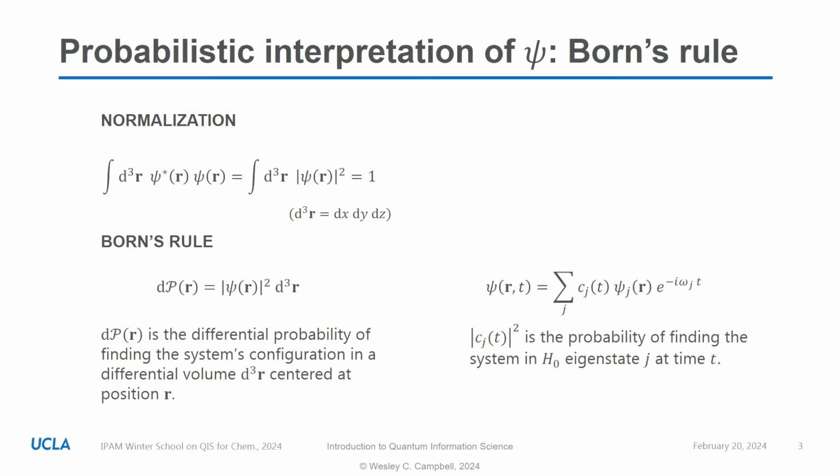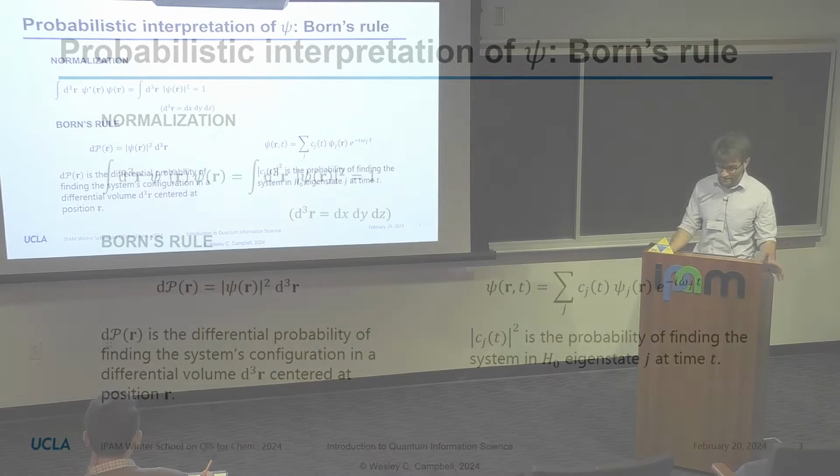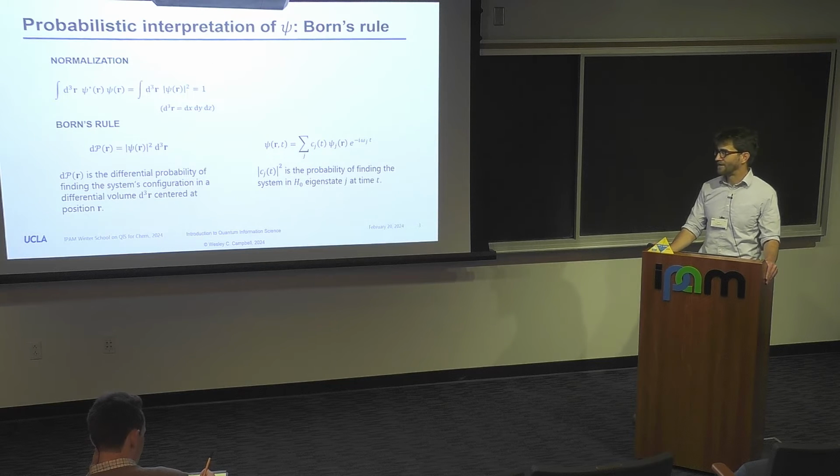So in terms of that expansion that I wrote down earlier, you can see that these amplitudes here, the C sub j's, also contain the probability information. And here, it's the probability of finding the system in that particular eigenstate, psi j, at time t. Okay? So this is the sort of discretized version of this more or less continuous version over here.